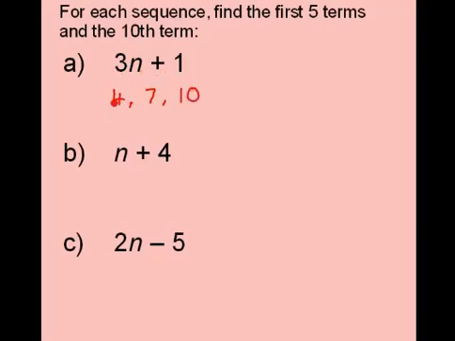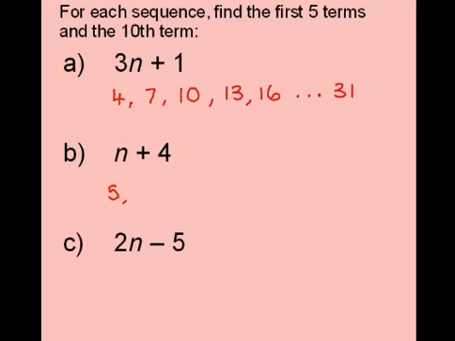Now I can see that it's going up by 3 each time, so I can work out the next 2. They'd be 13 and 16. Finally, I want to find the 10th term, so that would be 3 times 10, which is 30, plus 1, 31.